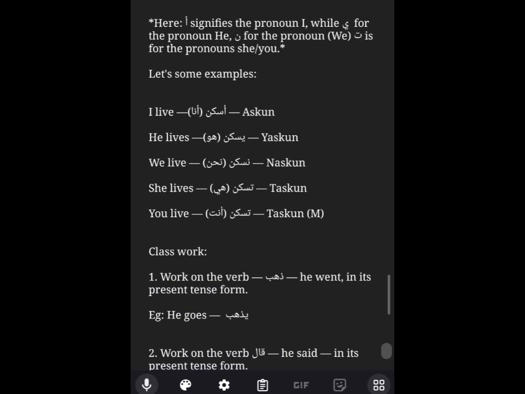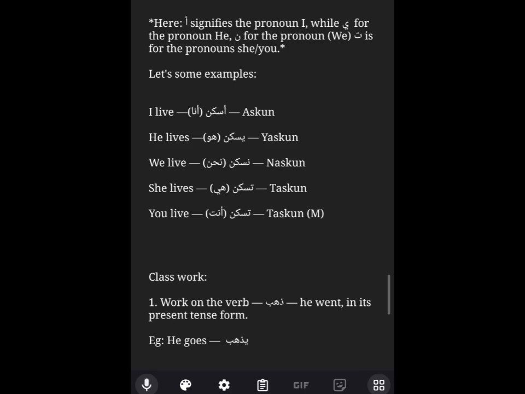If you look at these examples, you have: I live, askunu ana; he lives, yaskunu huwa; we live, naskunu nahnu; she lives, taskunu hiya. And you can say taskunu anta, you live, masculine. Now, how do we refer to a second person feminine?